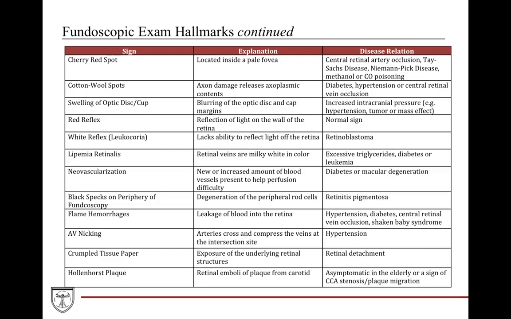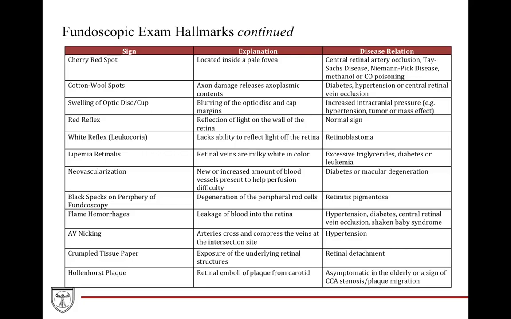You can get a red reflex, which is normal. You want a red reflex. You take a light, you shine it to the back of their eye, and it should show up red. That's normal. When it shows up white as a white reflex called leukocoria, that means that there's a lack of ability of light reflecting off the vascular nature of the choroid in the back of the retina. That is a sign for retinoblastoma.